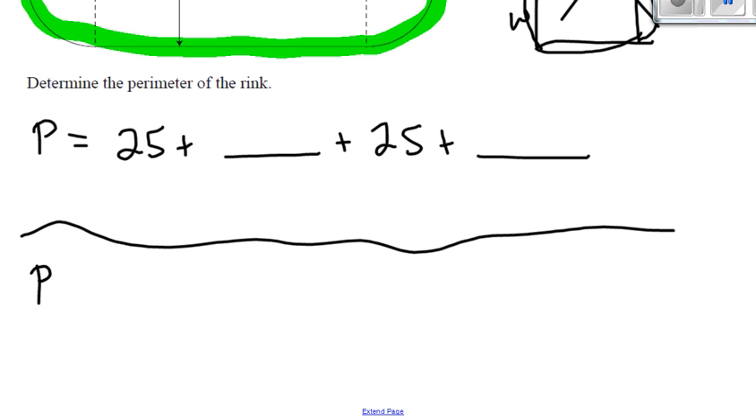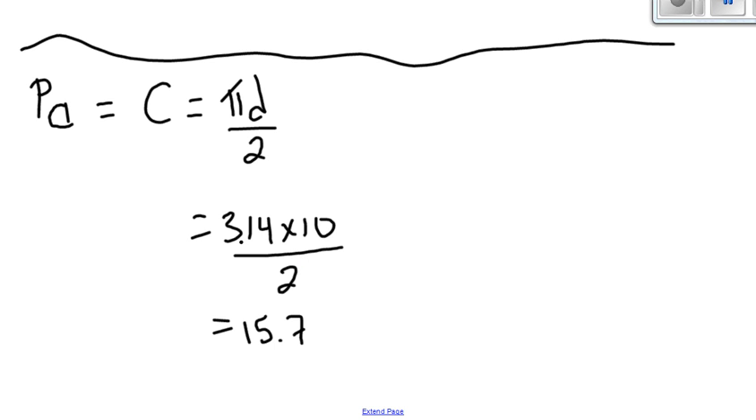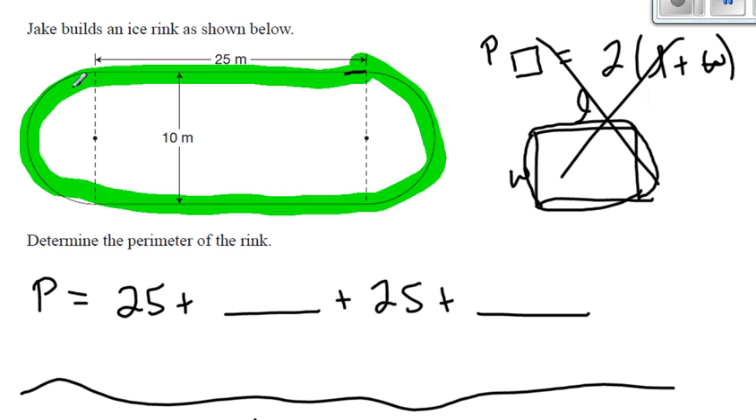So I want to find the perimeter of a half circle. So obviously you know that perimeter is actually called circumference. And circumference is pi times diameter, and I want half a circle, so I'll divide by 2. So the diameter is 10. So I'm going to do pi times diameter, divide by 2, and that gives me 15.7 meters. So that was for this half circle, but clearly it's also for this half circle because that's also a half of a circle with diameter 10.